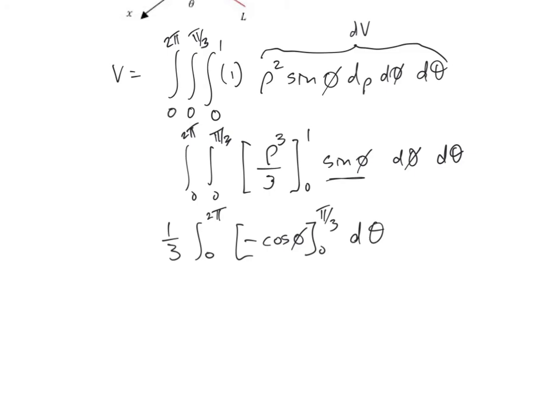So I'm going to end up with negative cos pi by 3 minus negative cos of 0, times 1/3. And the integral of d theta is just going to be theta going from 0 to 2 pi, which just is 2 pi. Okay, cos of 0 is 1.